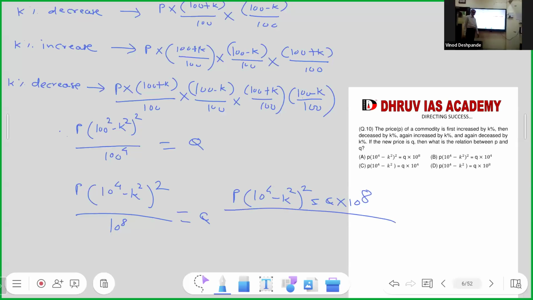So this is the final thing, the relation between P and Q. So it is option number 1: P into (10 raised to 4 minus K squared) whole squared is Q into 10 raised to 8.